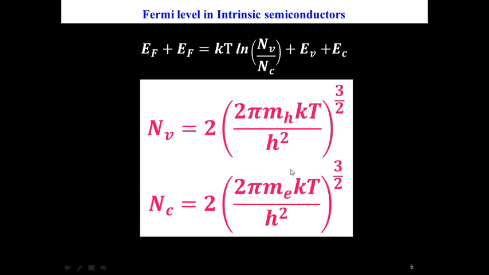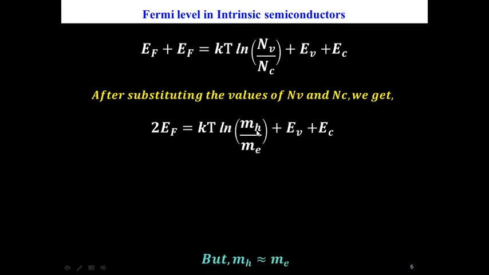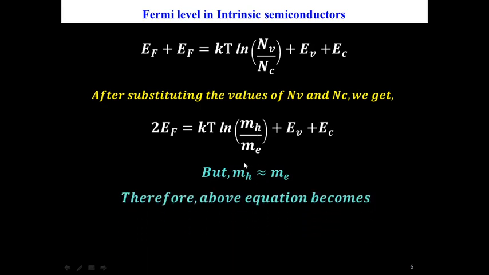After substituting those values of Nv and Nc, we will get ln of mh by me, and here Ef plus Ef is twice Ef. Now consider that this is the effective mass of the hole and this is the effective mass of the electron. If we assume that the effective mass of hole and effective mass of electron are approximately equal, mh is equal to me, so we get ln of 1. Therefore our equation becomes 2Ef = kT ln 1 plus Ev plus Ec, and the natural log of 1 is 0, so this term will be 0.